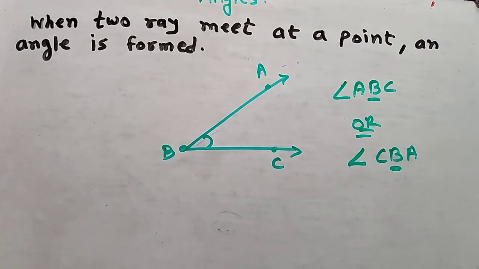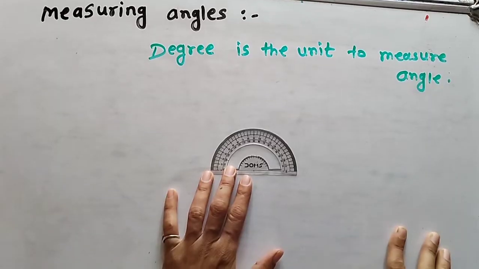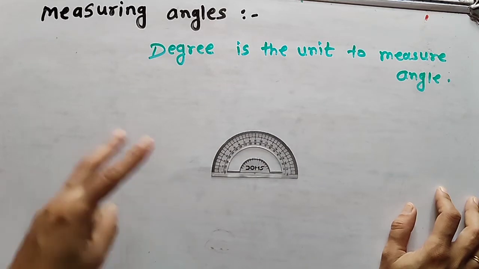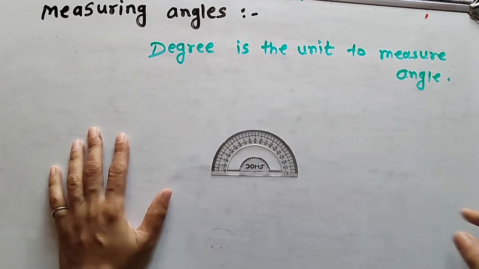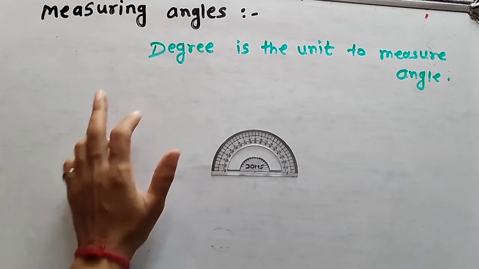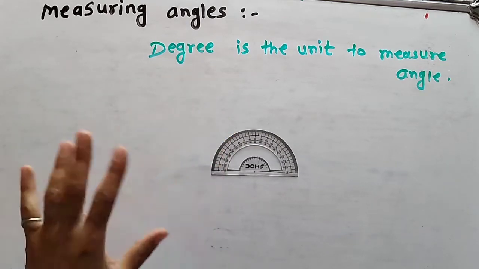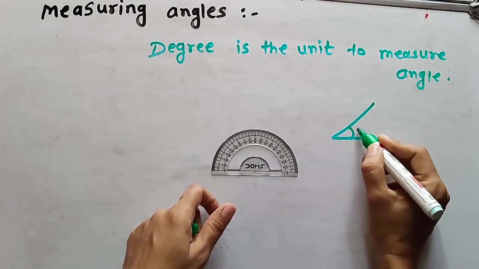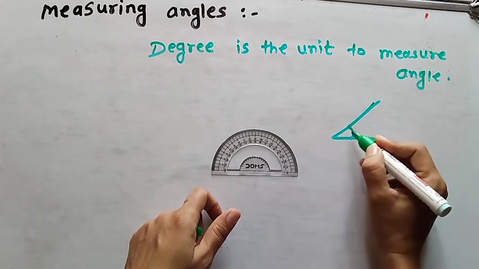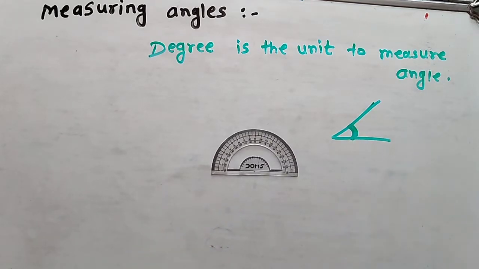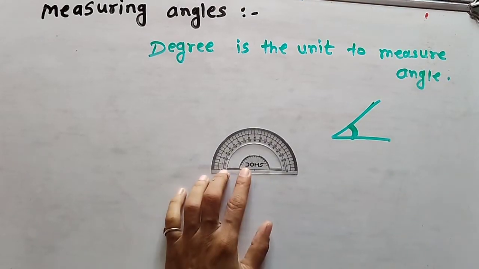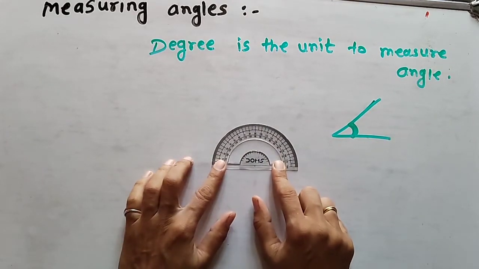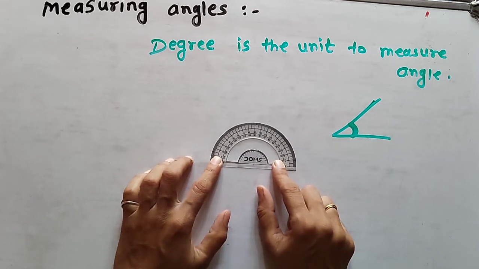Okay, now measuring of the angle. How to measure? See here. The angle between the two arms joining at the point is measured in degrees. Okay, so the degree is the unit to measure an angle. Suppose this is the angle, and you have to find the measurement of this angle. How many degrees? Here we use this type of protractor. Okay, this is called a protractor. This is a semicircle device.